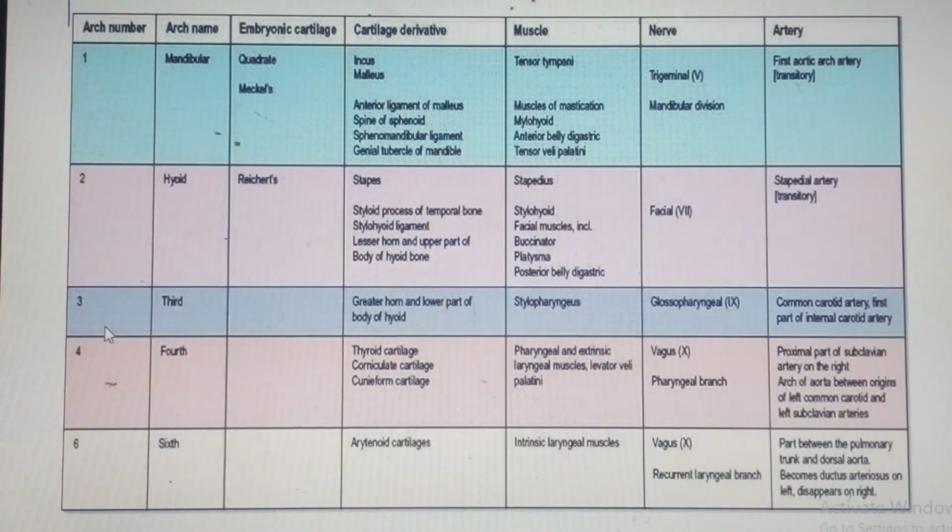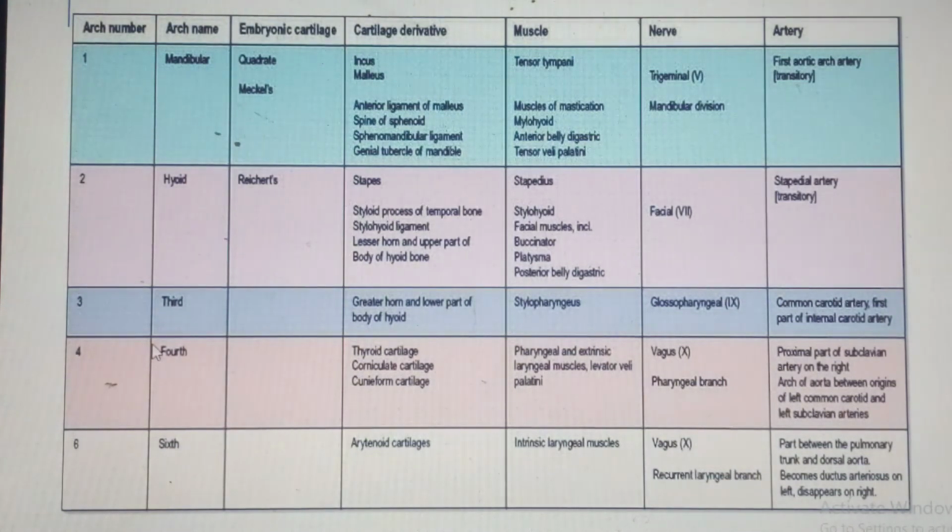Then, if you go to the third pharyngeal arch, we said the third pharyngeal arch is supplied by the glossopharyngeal nerve, and that muscle only is the stylopharyngeus muscle. Now, get to know that this stylopharyngeus muscle is a muscle of the pharynx, but it's supplied exclusively by the glossopharyngeal nerve. Therefore, we put it under the third arch. It's a muscle of the third arch.